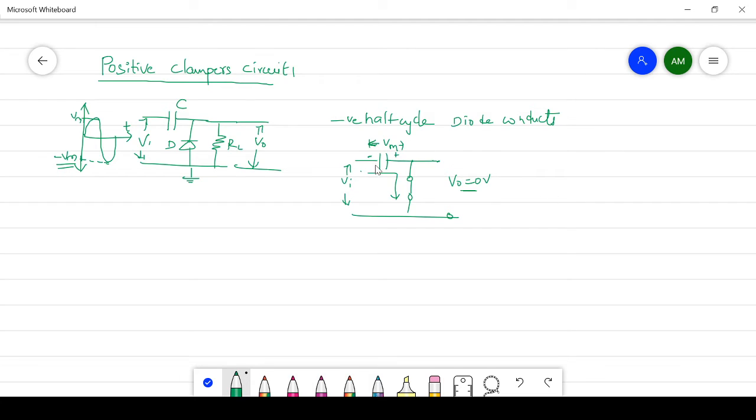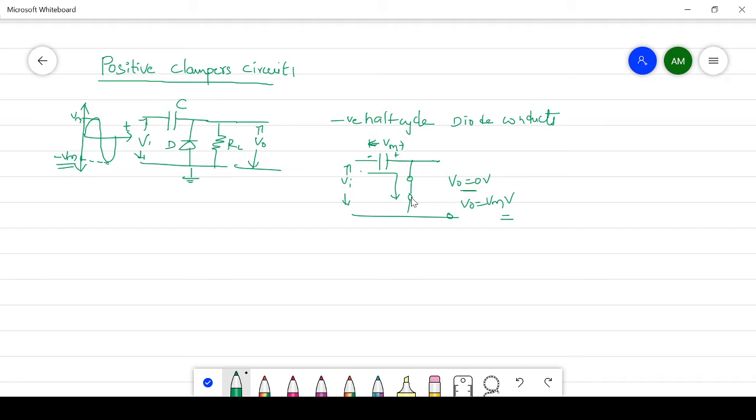So what is the output voltage of this circuit now? We can get the output voltage is equal to Vm. The capacitor stored charge is the output voltage. So we can get the output voltage is Vm volts.